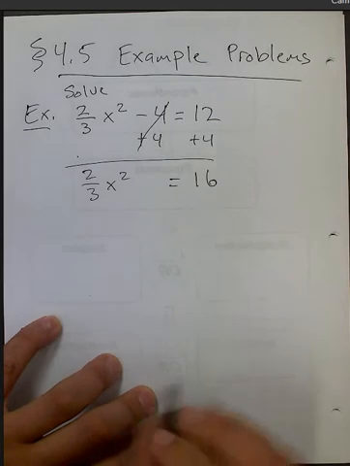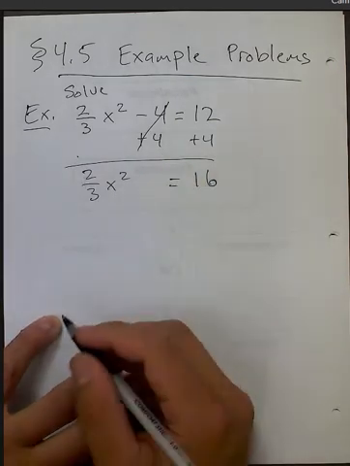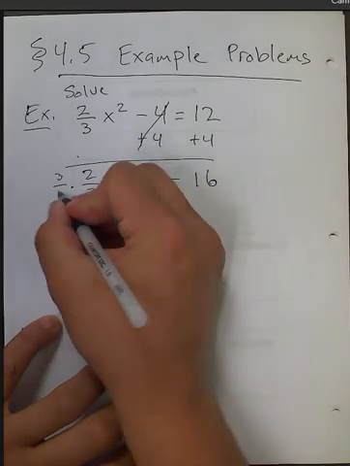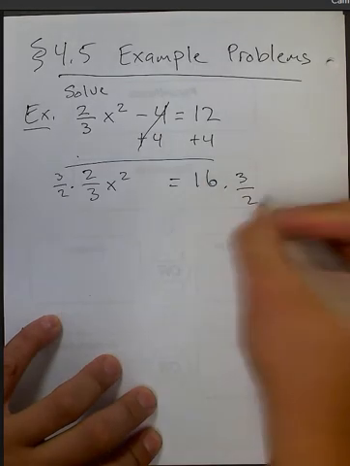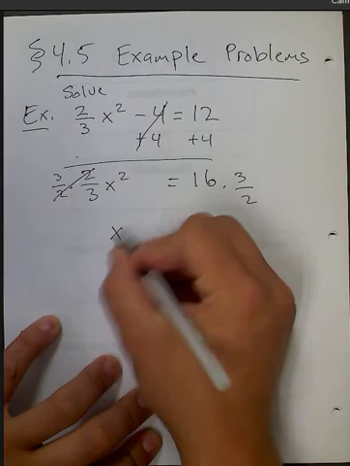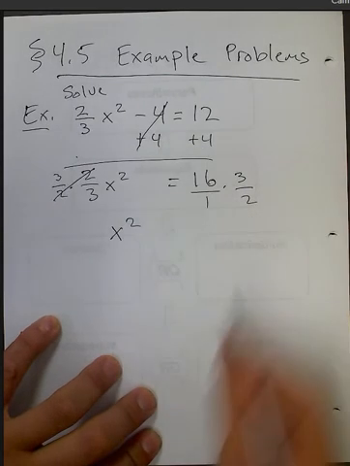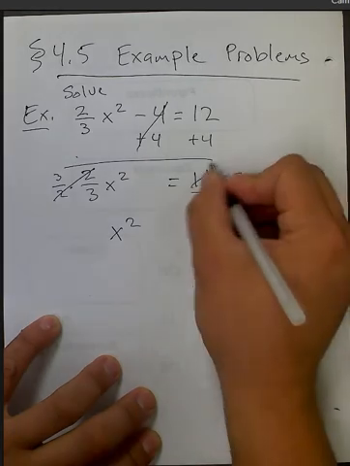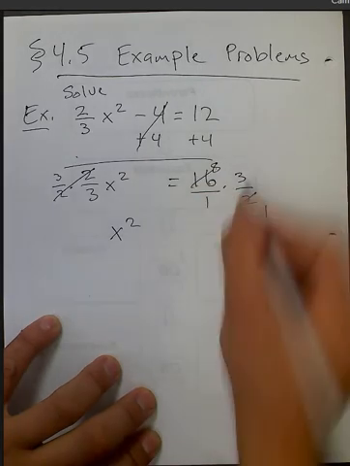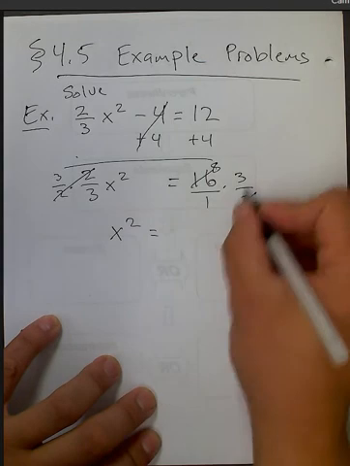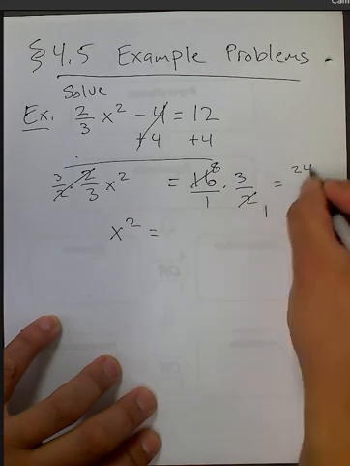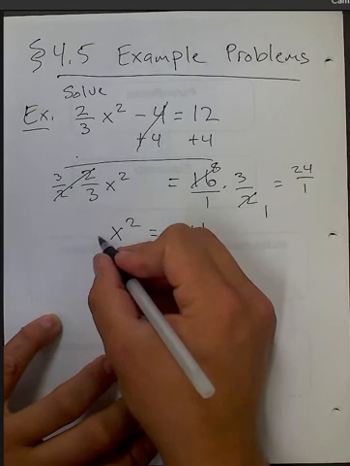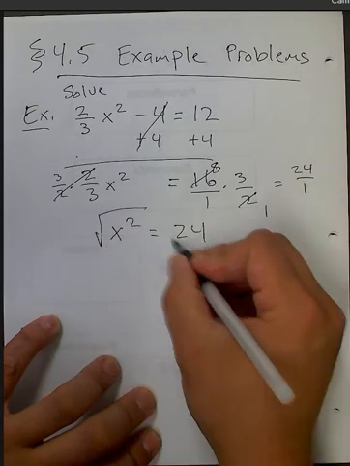Now I have a fraction in front of my x squared. The way you can get rid of the fraction is to multiply by its reciprocal. When I multiply by its reciprocal on both sides, I get x squared, and then 16 can be written as 16 over 1. 2 goes into 2 one time, 2 goes into 16 8 times. 8 times 3 is 24. 24 over 1, so this becomes 24. Then to solve for x, take the square root of both sides of the equal sign.